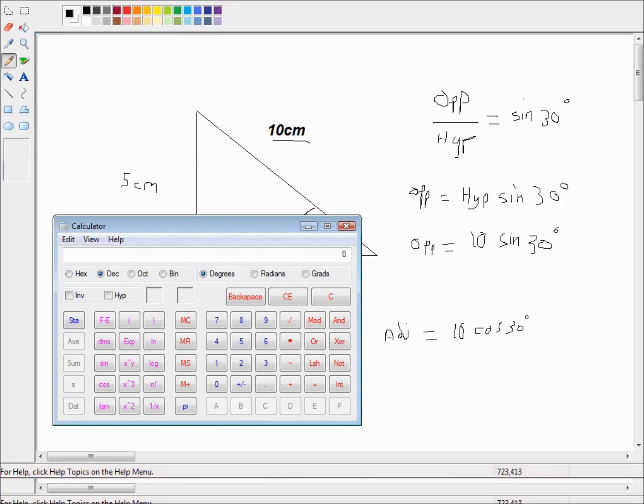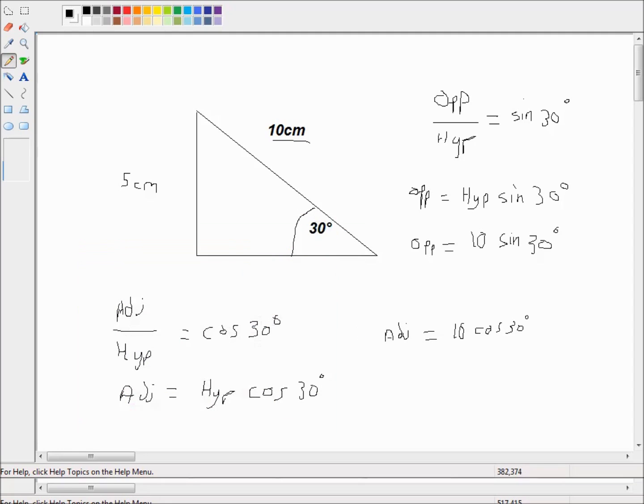Okay, so we've got a scientific calculator. The first thing I want to do is check that it's in degrees, which it is. And then I can type in 10 times 30 cosine, and that's equal to 8.66. So that's 8.66 centimetres.